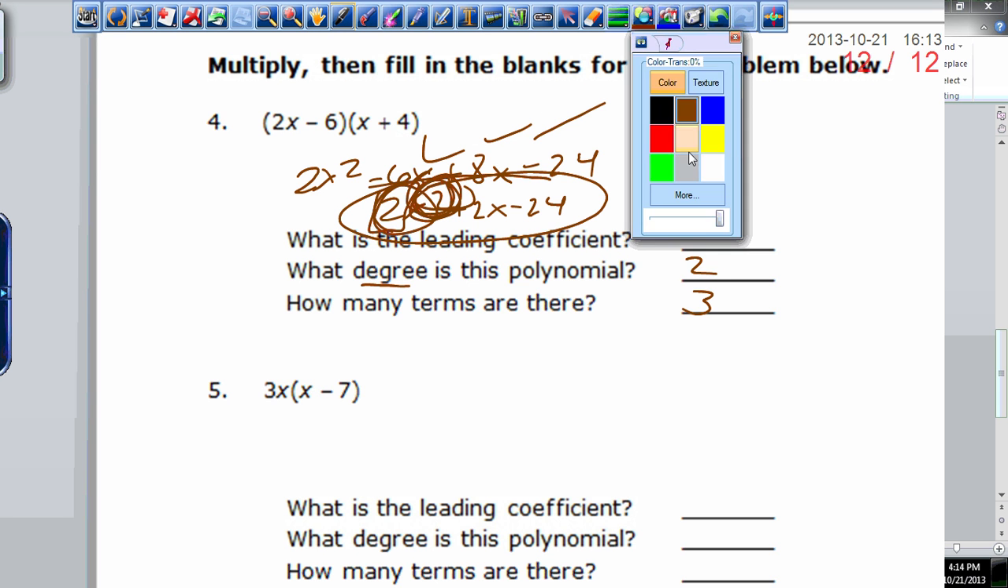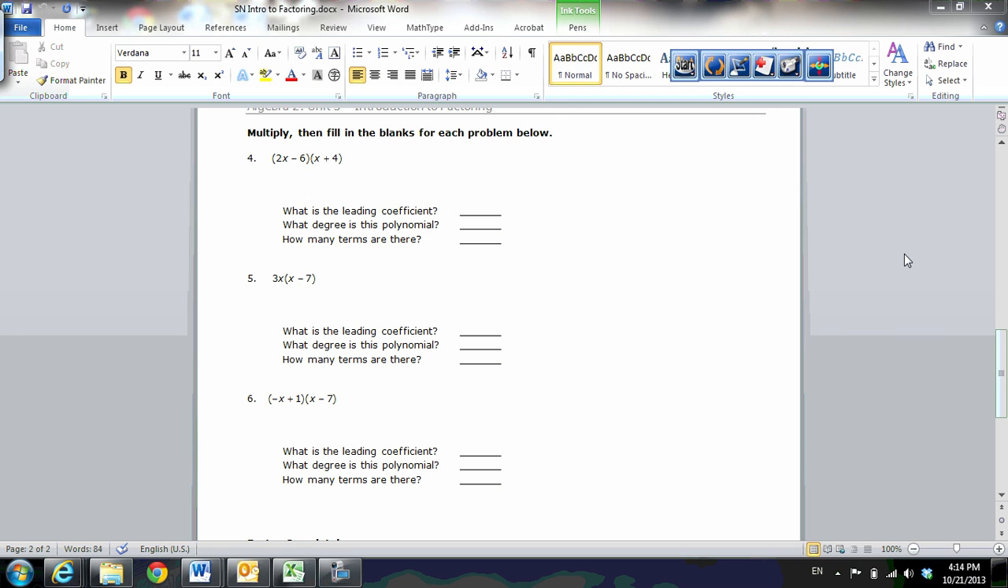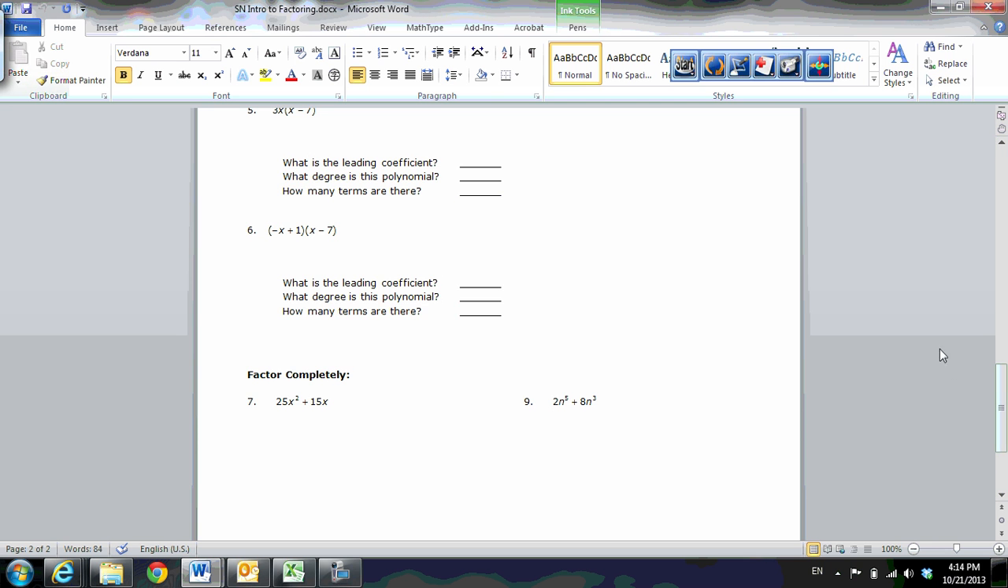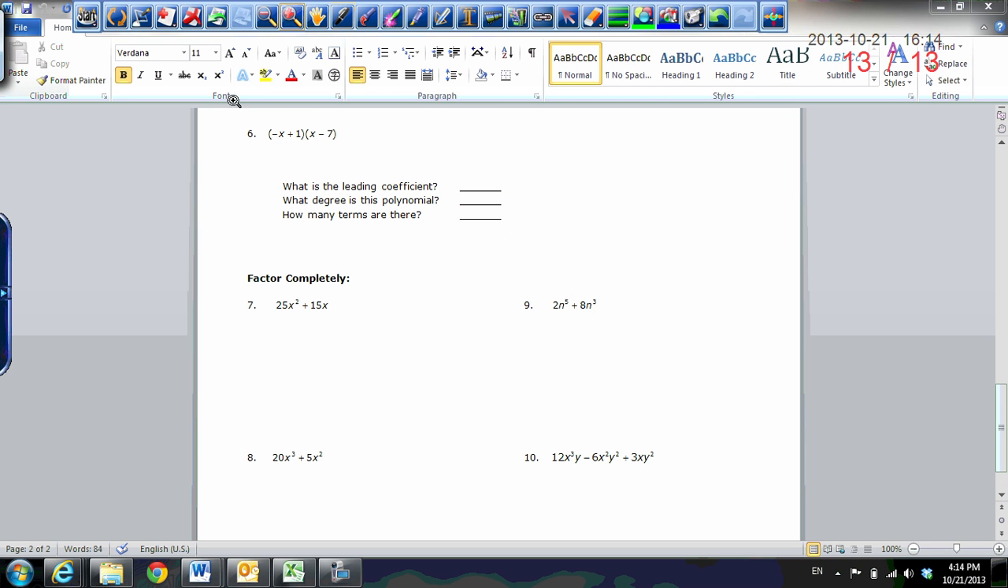On number 5, we're just distributing. So I get 3x squared minus 21. Leading coefficient, number in front of x squared, is 3. Degree is 2. How many terms? We got 2. I think this is really easy. I hope I'm not going too quick. Y'all have done this since Algebra 1, maybe even since 8th grade.